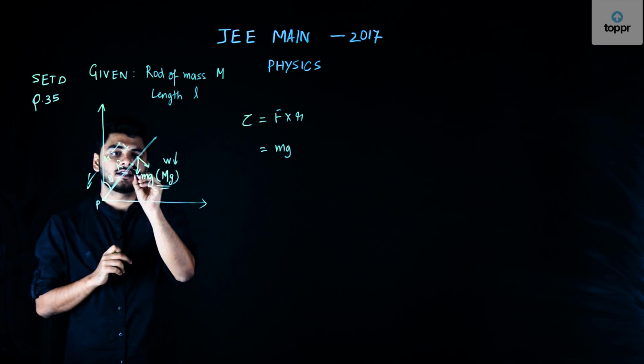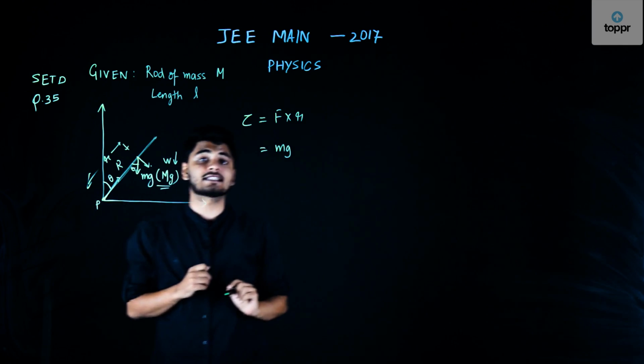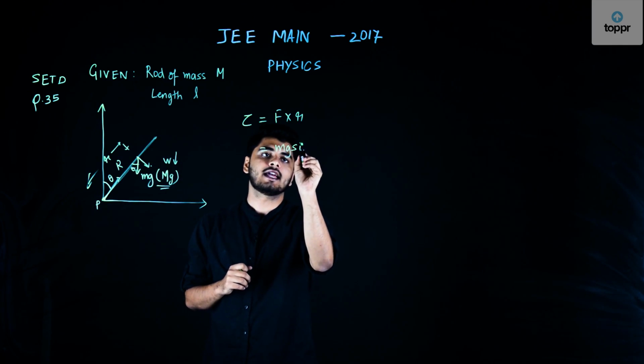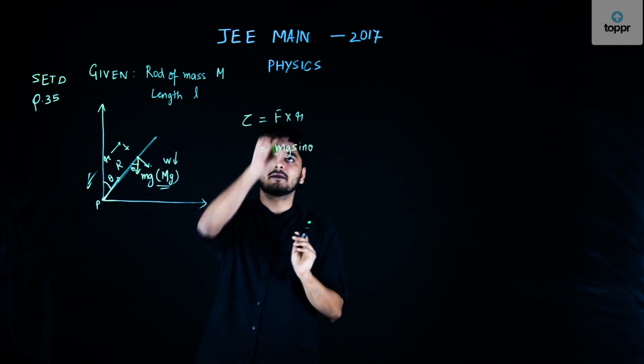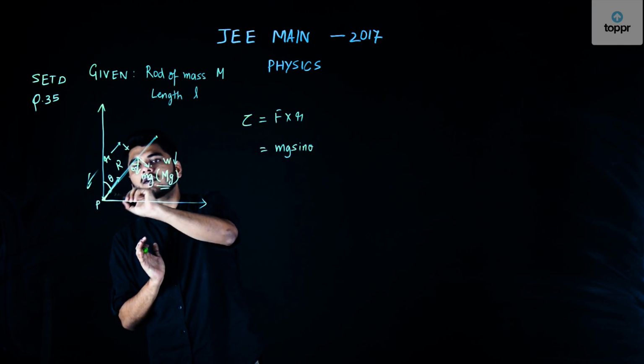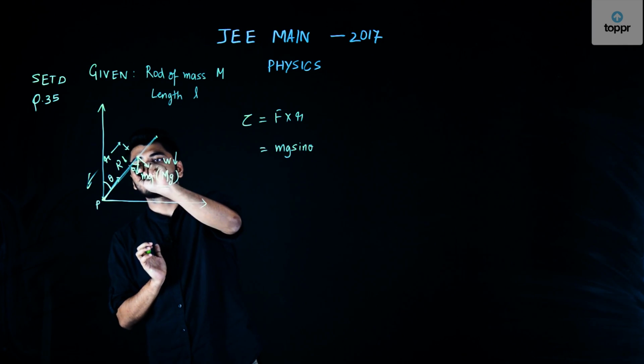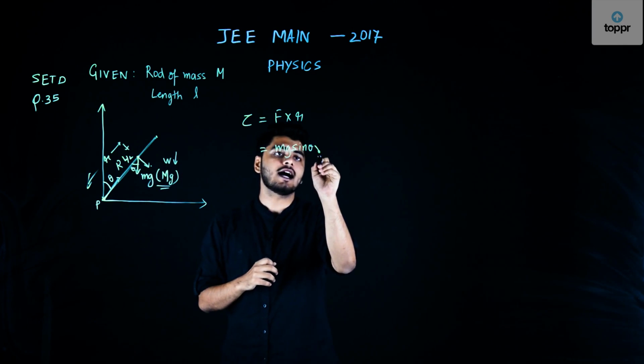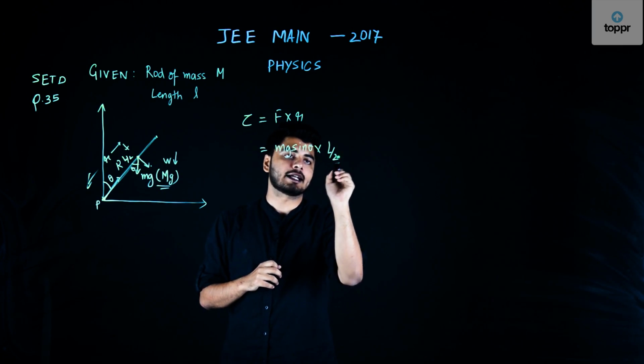Now this is theta, this would be theta, and this would be mg sine theta. So my force is nothing but mg sine theta, and my R, as you can clearly see, is half of the rod. This is my entire rod. This is the center of the rod. So this is L by 2. So my R would be nothing but equal to L by 2.